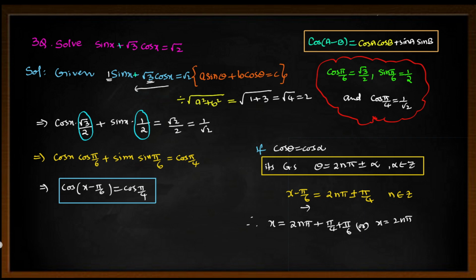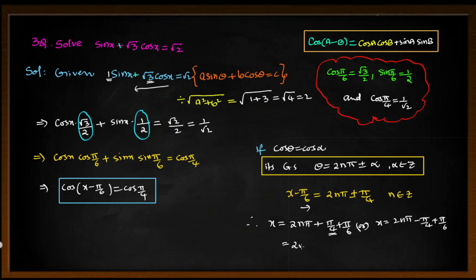minus, I am taking this pi by 4. The first time I am taking plus pi by 4 minus pi by 4 plus pi by 6. If you write the LCM of this, it becomes 5 pi by 12, and this is minus pi by 12.